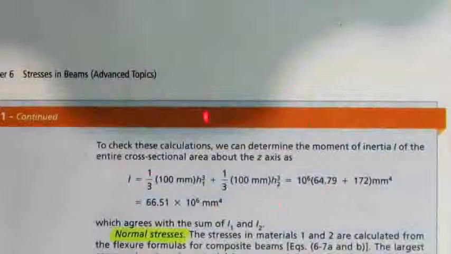And please just recap on your chapter 6 notes, where the physics formulas are on how to calculate the total moment of inertia of the entire cross-sectional area. This is just a check, okay?